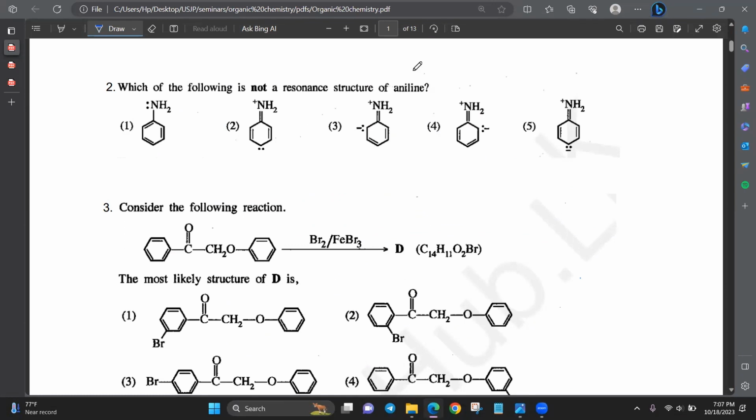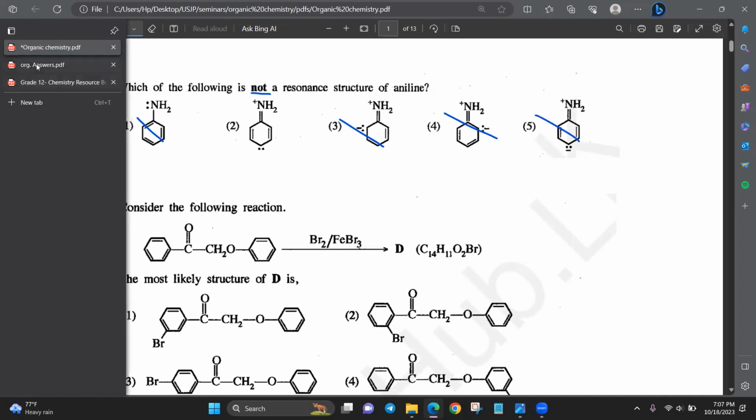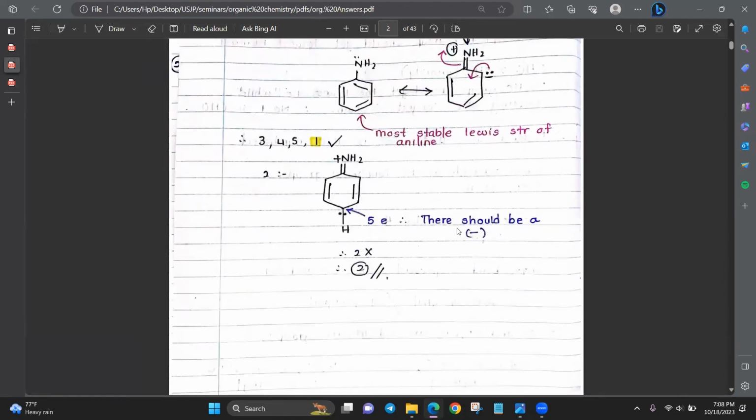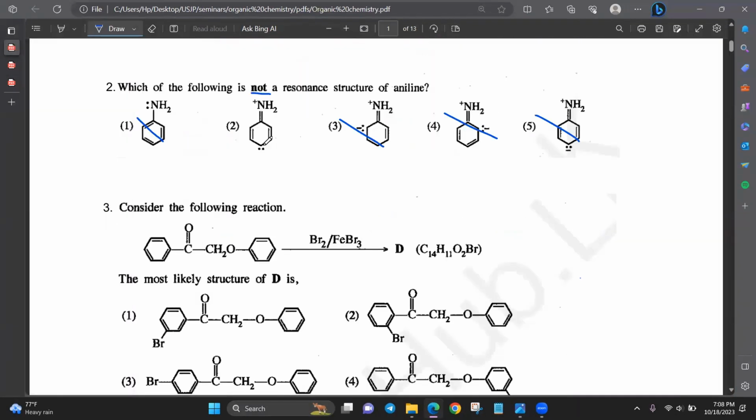In this question, we just have to draw all the resonance structures of aniline and eliminate the correct ones. They're asking which is not a resonance structure, so we can eliminate 1, 3, 4, and 5. Then 2 is the answer. But we'll just check. In the second one, there are 5 electrons around this carbon, so there should be a minus mark. But in our second answer, there is no minus mark here, only the lone pair. So the second one is a wrong resonance structure. That is the answer here.